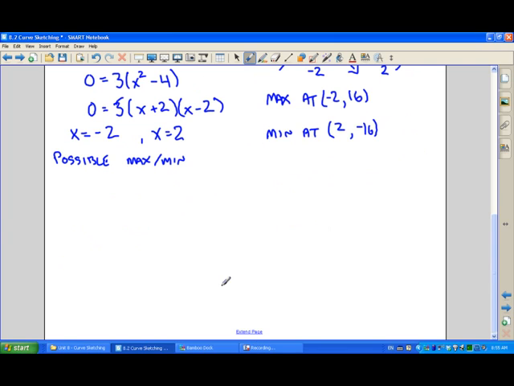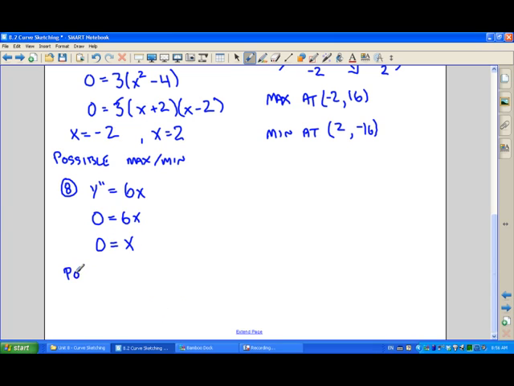So last step before I actually sketch this is to find concavity and points of inflection. I do that by finding my second derivative, which is just 6x. Set this equal to 0 and solve for x, and this is simple. I get a solution of x equals 0.